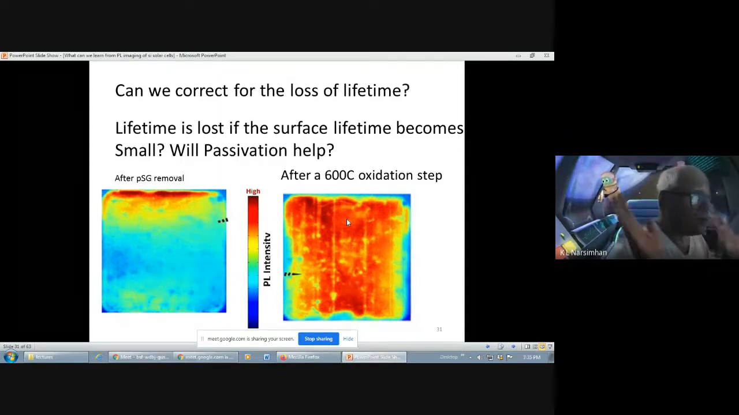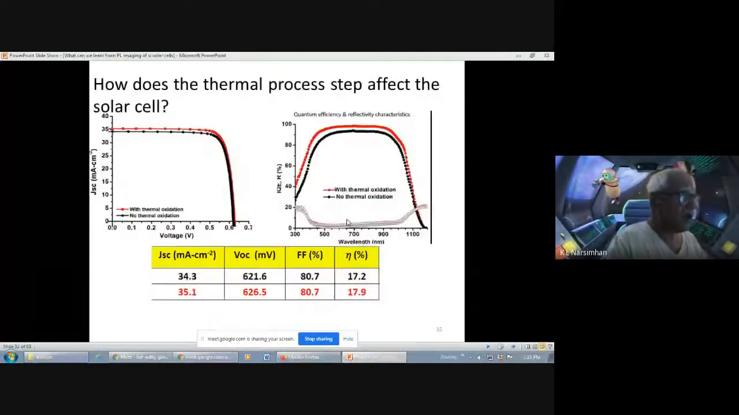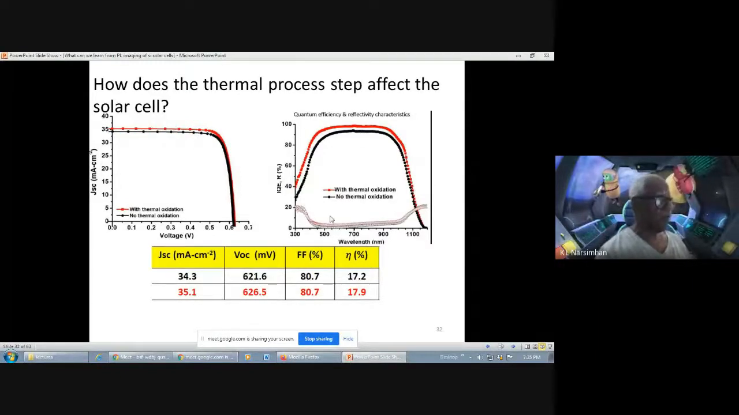But now I don't have to make this full solar cell. I just do this experiment, change the temperature a little bit, change the time a little bit, and then optimize my process. This can be done much faster and much more economically. And when we did this series of experiments, we found here, with and without thermal oxidation, we could gain straight away 5 millivolt.